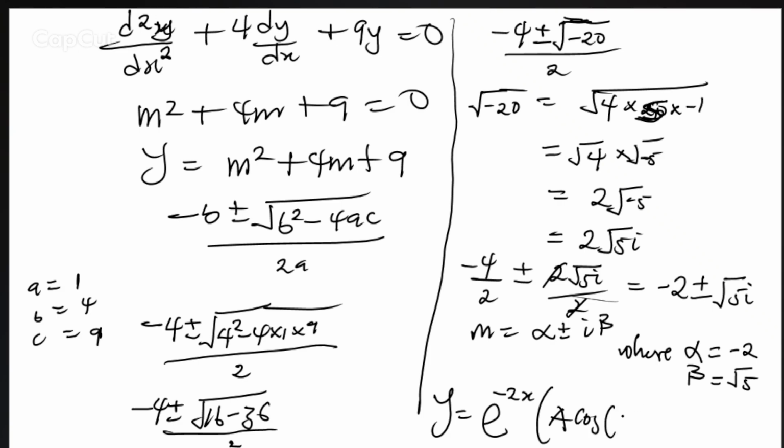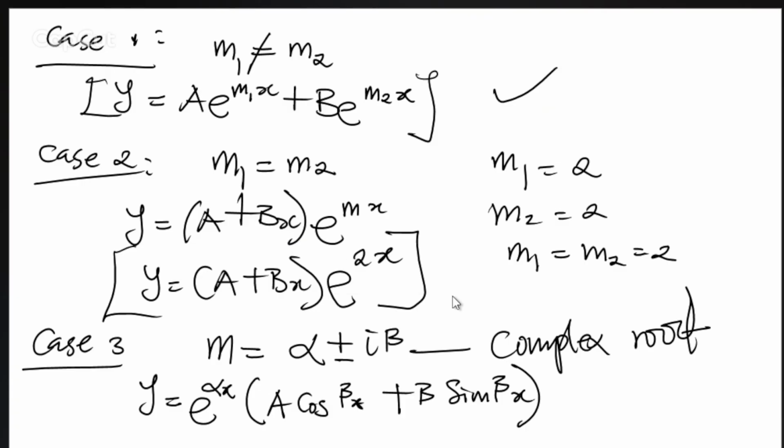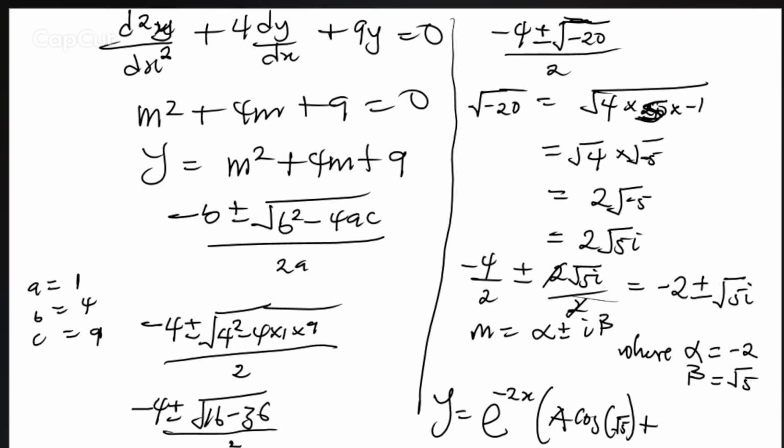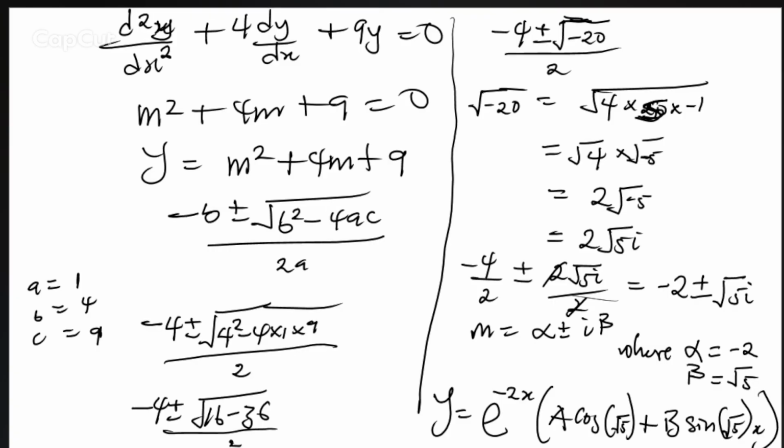Your beta there is square root of 5, so you have a cos root 5 x, plus what's the next one? We have b sine beta x, which is b sine root 5 of x. Are we together? So this is the final solution for our given equation.